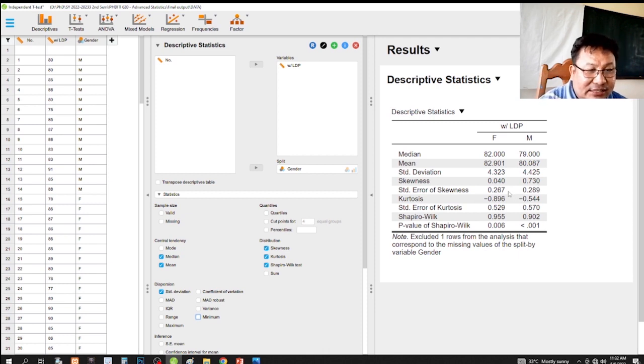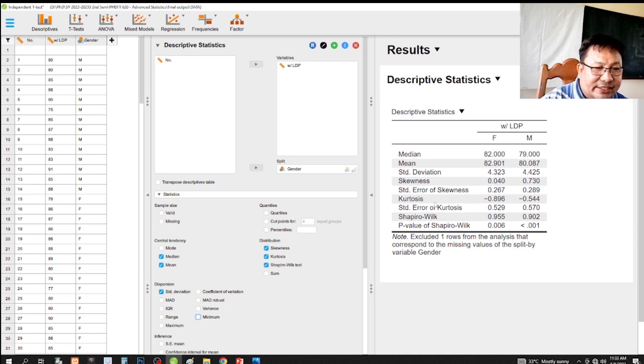If the skewness is not zero, then it is not symmetrically distributed, or there is no symmetry in the distribution of the population. So it is not normally distributed. The skewness should be zero for symmetry. If not, then there is no normal distribution among the populations.